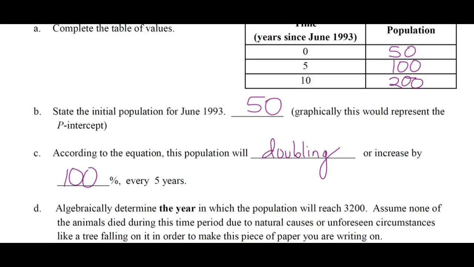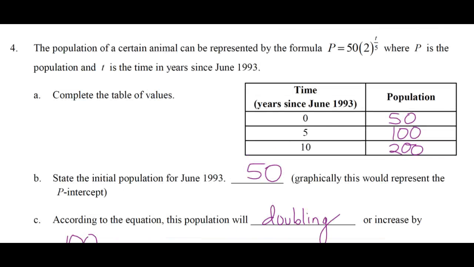When the base is 2, then we're saying, well, every time the exponent increases by 1, we're going to double. And the t over 5 just sort of says, but it takes 5 years before you're going to go up by 1, right? So to get a 1 in here, it's 5. To get 2 in here, it's 10.